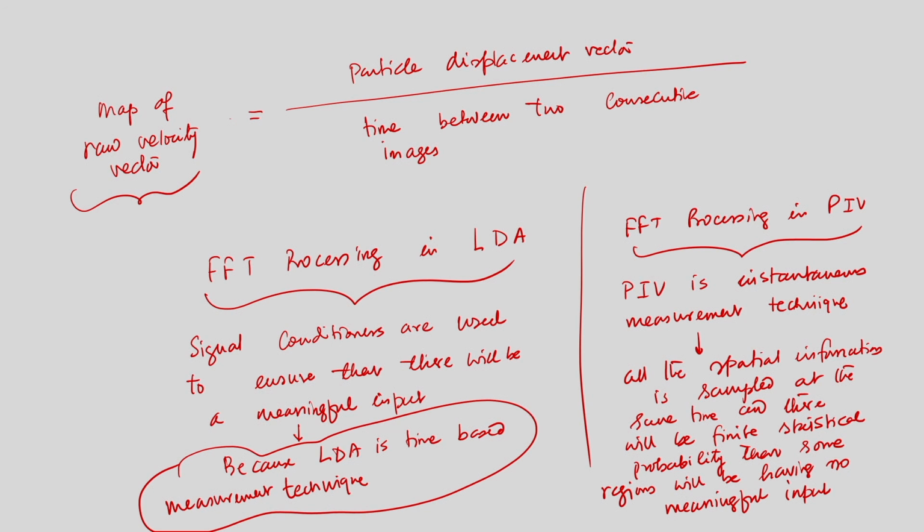I was thinking to discuss this aspect in this context. This is the fundamental, rather conceptual, difference between LD and PIV. LD is a time based measurement technique, and as a result signal conditioners are essentially used to ensure a meaningful input. But for FFT processing of PIV, particle image velocimetry, which is an instantaneous measurement technique, all the spatial information is sampled at a time, and there will be a finite statistical probability that some regions will have no meaningful input.